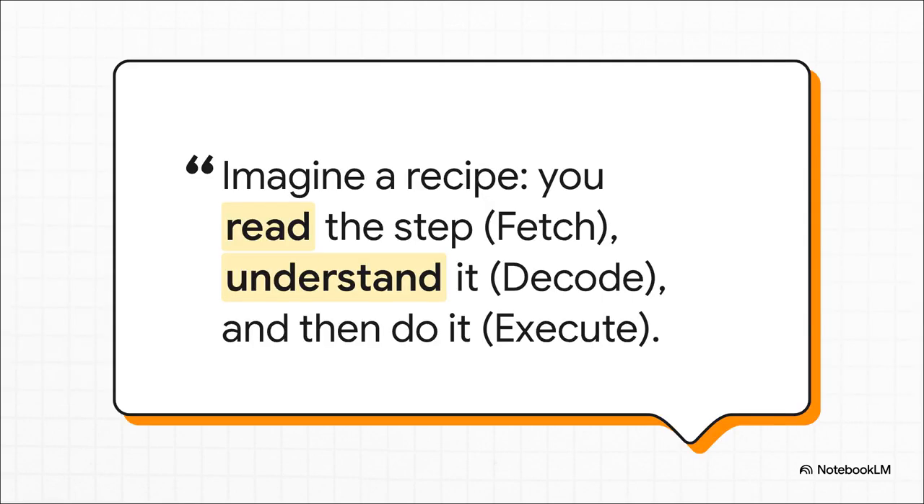A really great way to remember this is to think of it like following a recipe. First, you fetch the next step by reading it from the cookbook. Then you decode it by figuring out what chop or sauté actually means. And then you execute it by actually chopping the onion. Your computer does the exact same thing, just way, way faster.